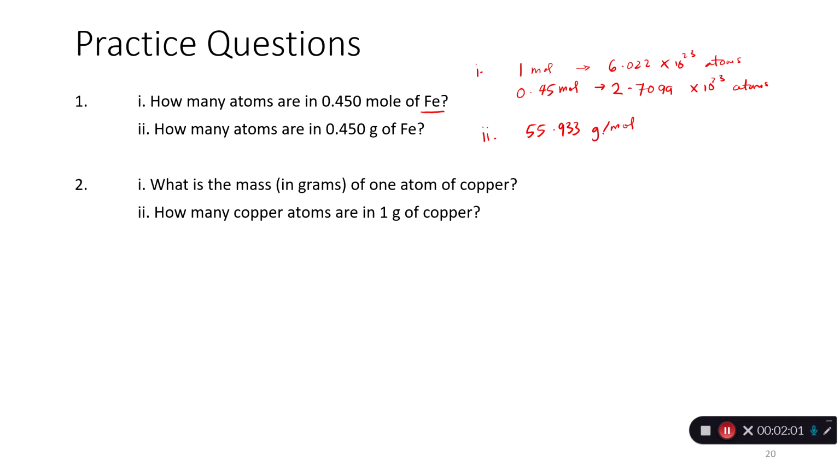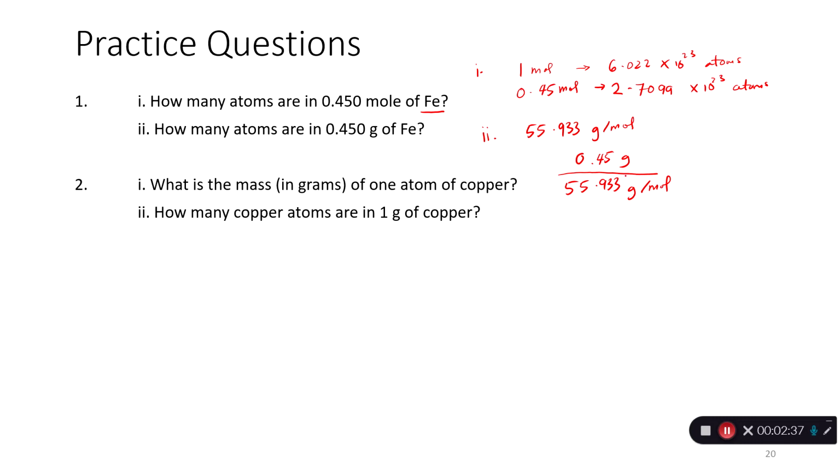Okay, so before this you have done a question on how many atoms for 1 gram. So if you're kind of confused on how to calculate, always go back to that. You know how to calculate for 1 gram, so take it from there. In this case you have to divide 0.45 grams by the atomic weight, 55.933 grams per mole. This will give you the answer in mole.